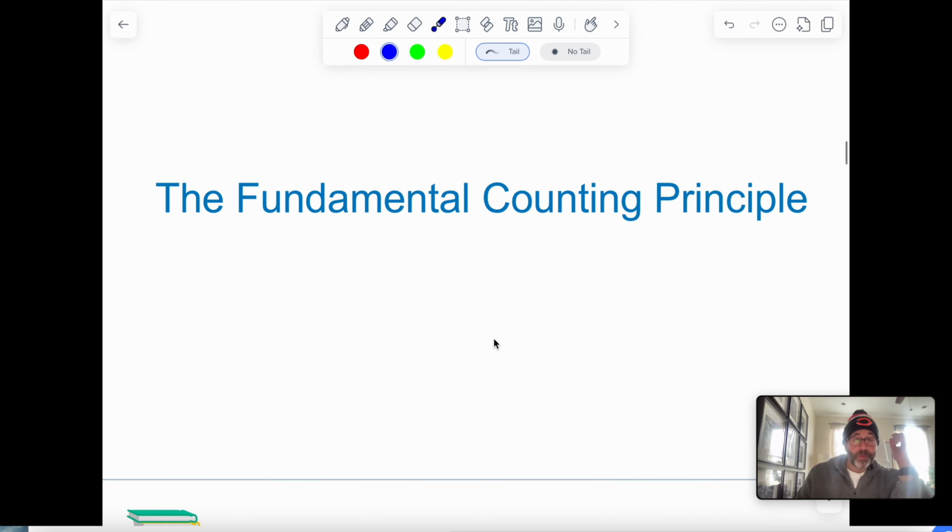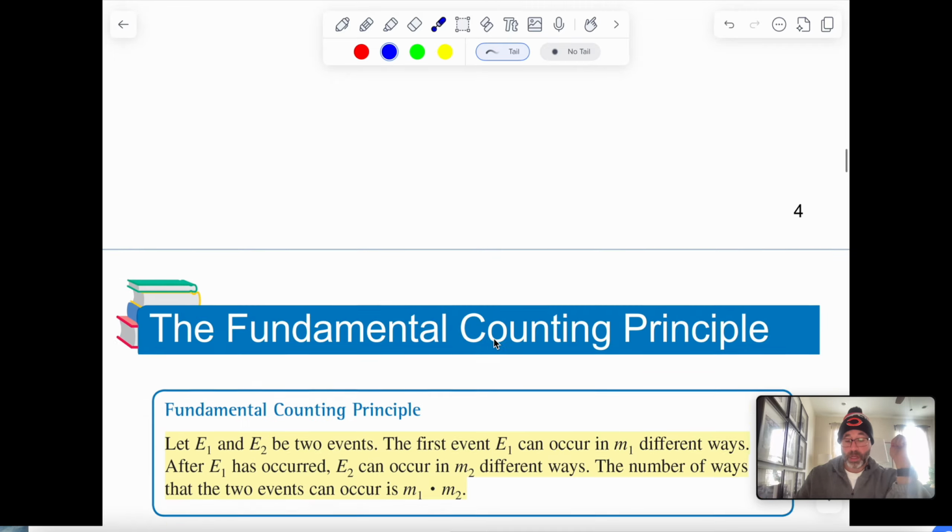All right, so when we get into more complicated counting principles, we use a process called the fundamental counting principle.